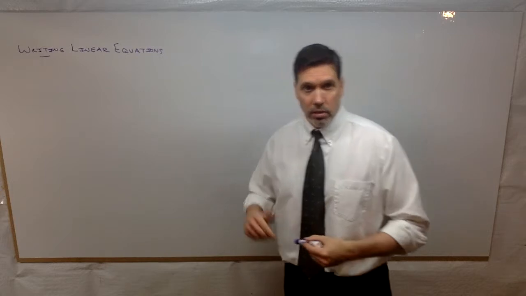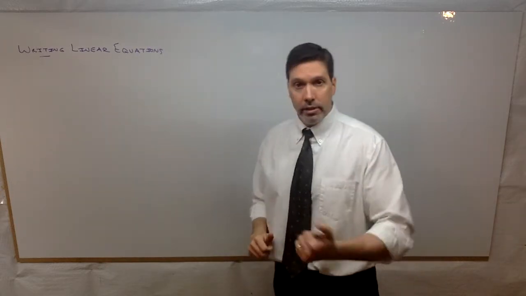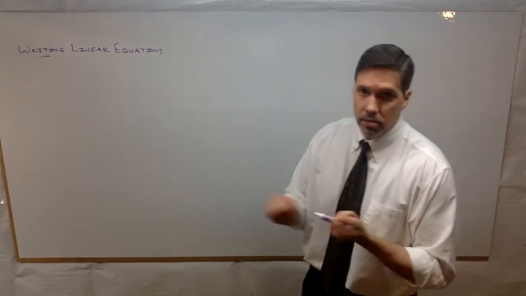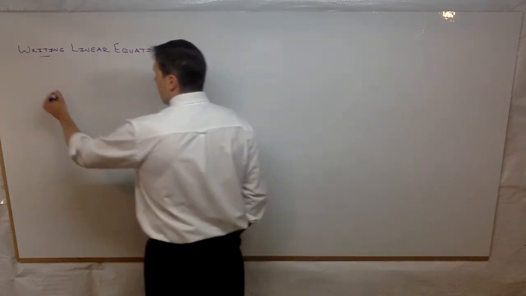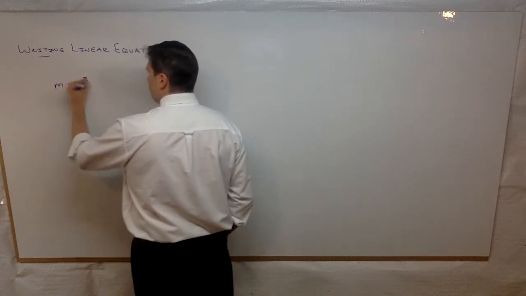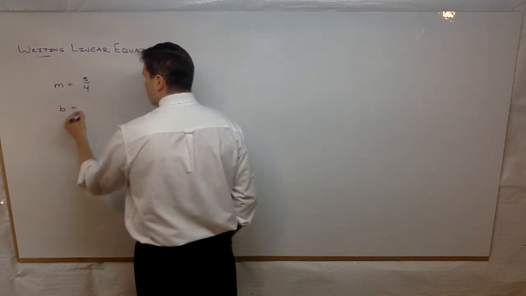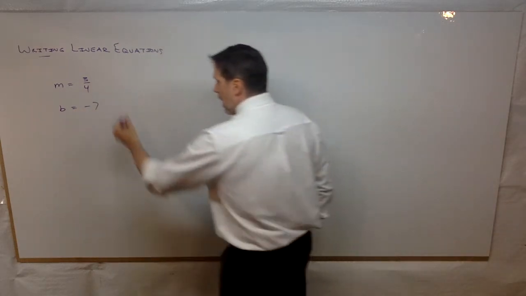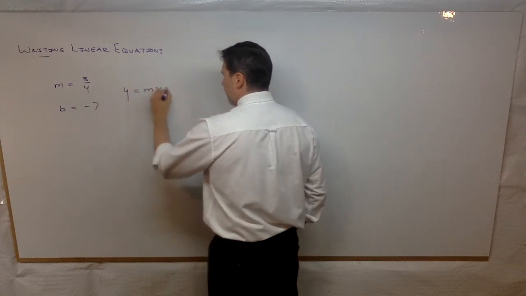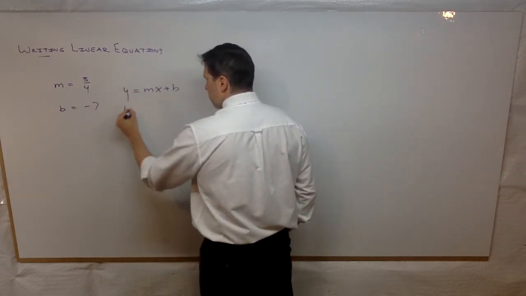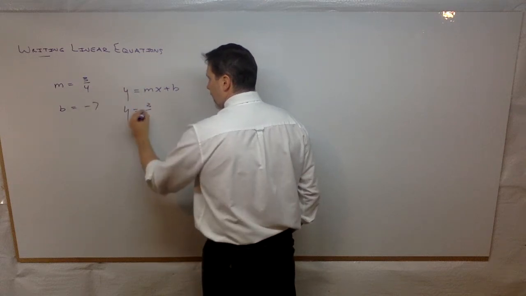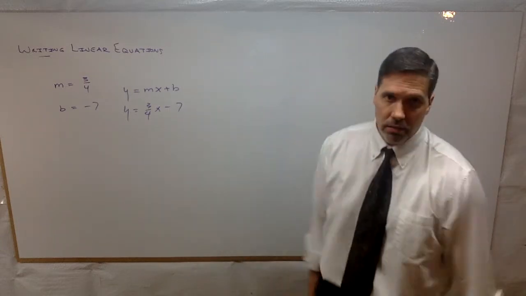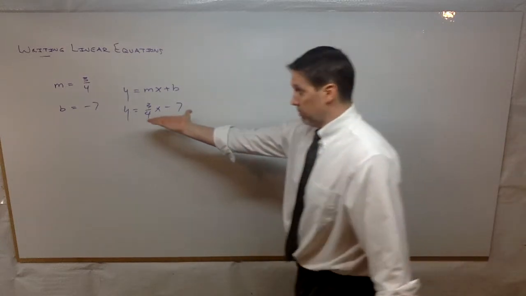In which case, we're going to need a way to write a linear equation if we're given other bits of information. So what I'm saying is, if I told you that a line had a slope of 3/4 and a y-intercept of -7, it's not that difficult to write the equation of the line in slope-intercept form. Literally, you just put in the slope 3/4 for m, so 3/4 x, and you put in -7 for b, and that's all it takes. I mean, that's pretty darn easy.